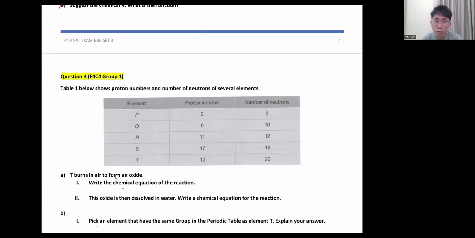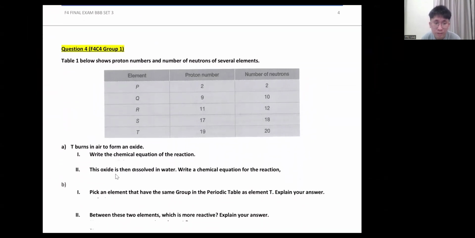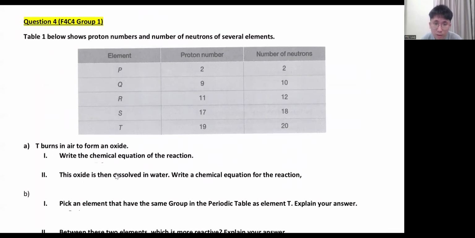Okay, chapter 4, group 1. Guys, chapter 4 got what? Group 1, group 17, group 18, period 3, transition element, 5 topics. So I try to do whatever we have here. We have elements P, Q, R, S, T, proton number given, neutron number given. They say T burns in air to form an oxide. T is 19, so you've got 19 proton number, which means 19 electrons also. So what's the arrangement? 2.8.8.1. The arrangements of elements P, Q, R, S, T are 2, 2.7, 2.8.1, 2.8.7.